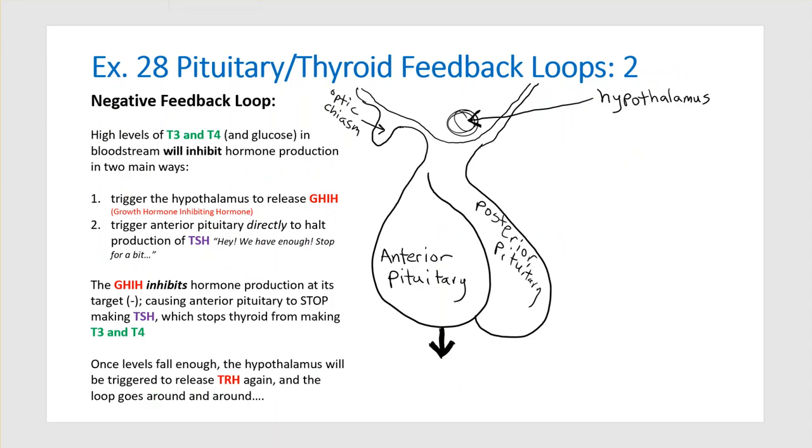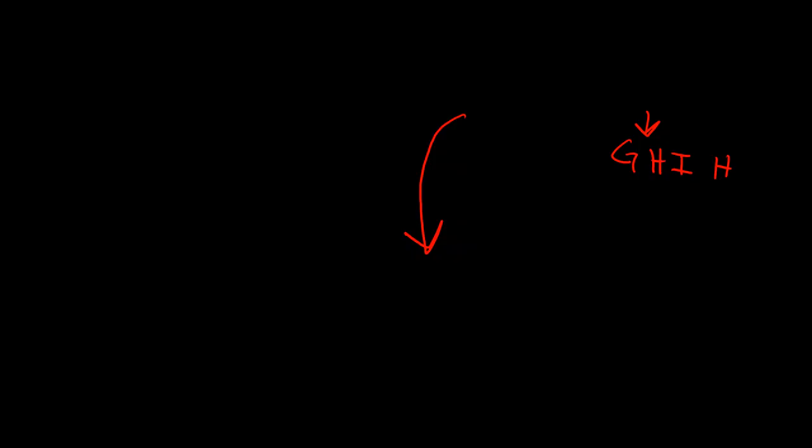All right, so our negative feedback loop. Our blood levels of T3 and T4 are high. Glucose levels are another indicator that can trigger inhibition hormones to be created. The hypothalamus needs to tell the anterior pituitary, hey, stop making TSH, we have enough. And so now the hypothalamus is going to secrete growth hormone inhibiting hormone, and that is going to make its way to the anterior pituitary.